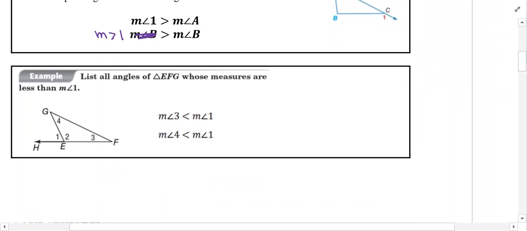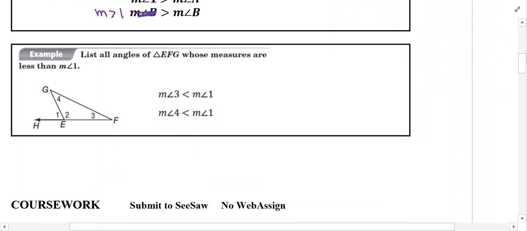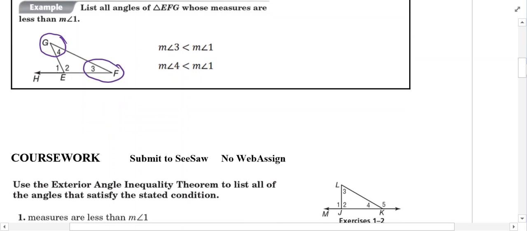So in our first example, we list all the angles of triangle EFG whose measures are less than angle 1. We know by the theorem that angle 1 right here is the sum of G and F. So the measure of angle 3 is less than the measure of angle 1, and the measure of angle 4 is less than the measure of angle 1. We don't know anything about angle 2, so we can't say anything about it.